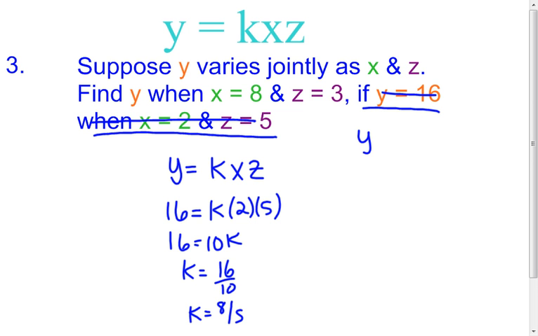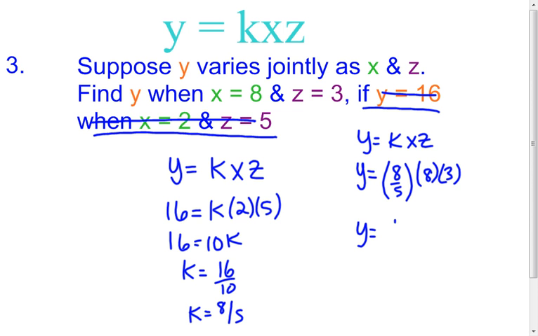Now I'm going to go back to this equation, and I want to find a new y, which I don't know. I now know that my k is 8/5. My constant that I multiply every time is 8/5. And I know that my x is 8, and I know that my z is 3. And when I multiply that whole top out, 8 times 8 times 3, I get 192. And my bottom, 5 times 1 times 1, gives me 5. So this is my new y value.